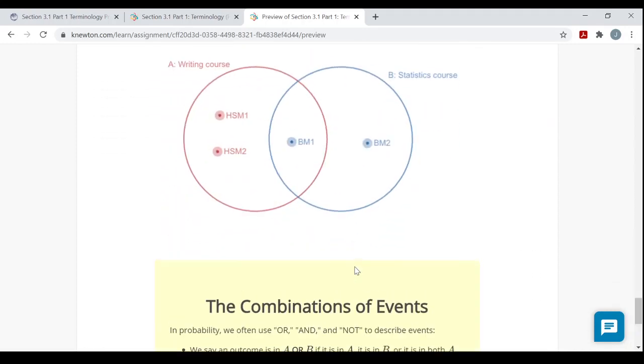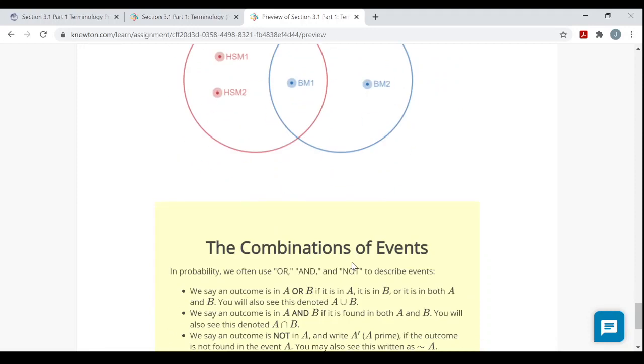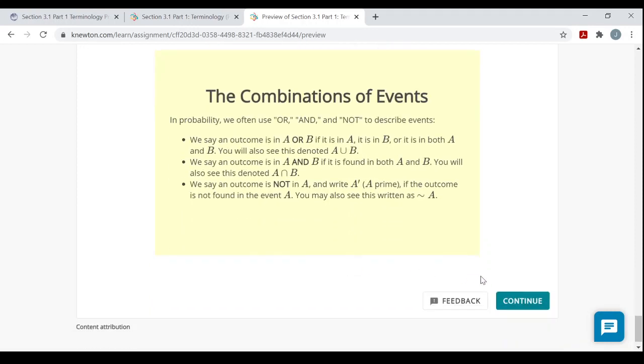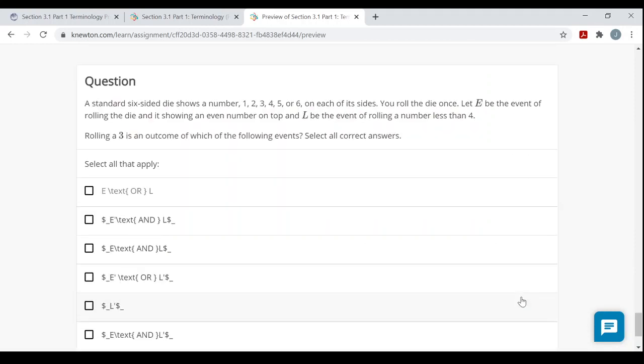I'll get to a problem like this in a minute. Hopefully you know what the words and, or, and not represent, or what they mean.